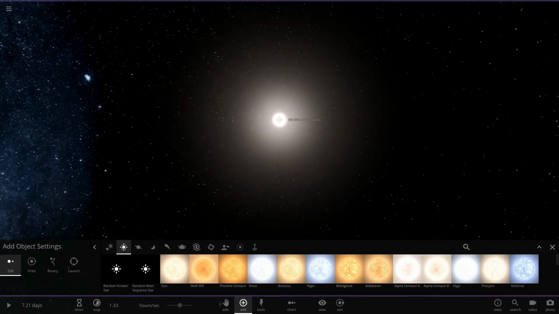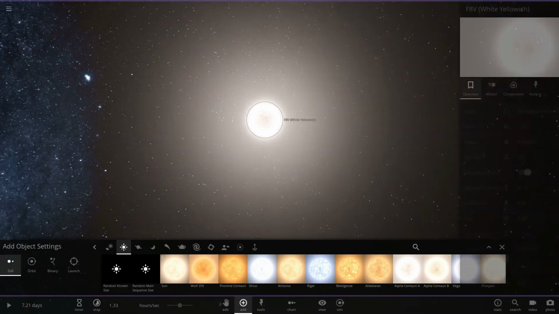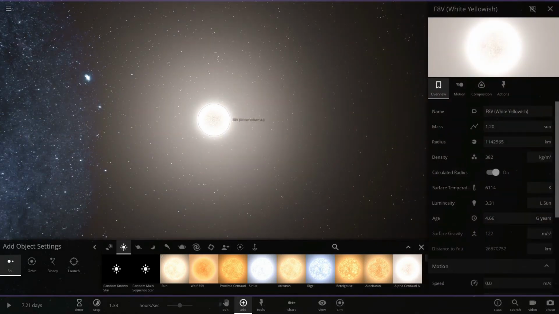Okay, let's just skip it. An F8 is normally around 1.10 to 1.20 times the mass of the sun. They're a little bit hotter, but their luminosity goes up fast, really, really fast. Even a little bit bigger than the sun, it goes up by like 3 times.